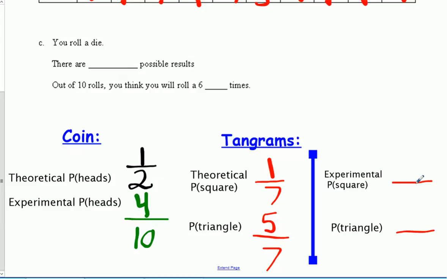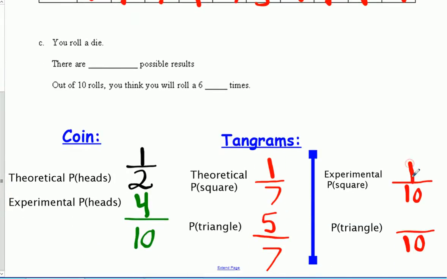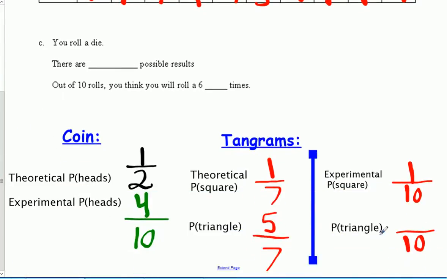Now, based on your experiment, these answers will be different. However, everybody should have the same denominator. We all did the experiment 10 times. I'm going to go up and look and see what my numbers would be. Based on my experiment, how many times did I get a square? I got the square 1 time. So my numerator is going to be 1. Yours might be 1. Yours might be 0. Yours might be 2. I don't know. How many times did you get the square? And now I'm going to go back up and look and see how many times did I get the triangle? 1, 2, 3, 4, 5, 6, 7. I got the triangle 8 times. Wow. So my triangle probability in an experiment was 8 out of 10 times.